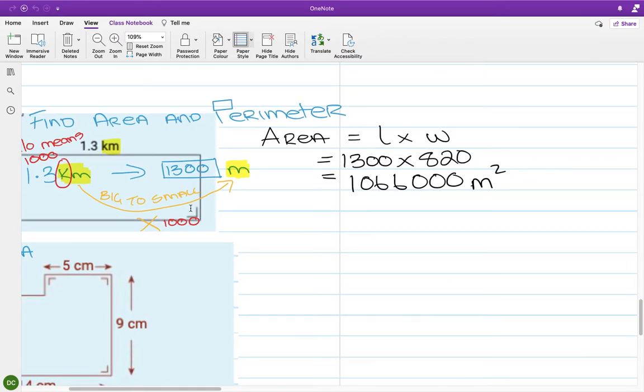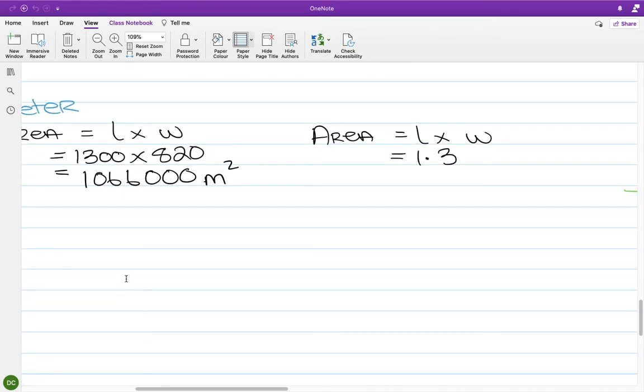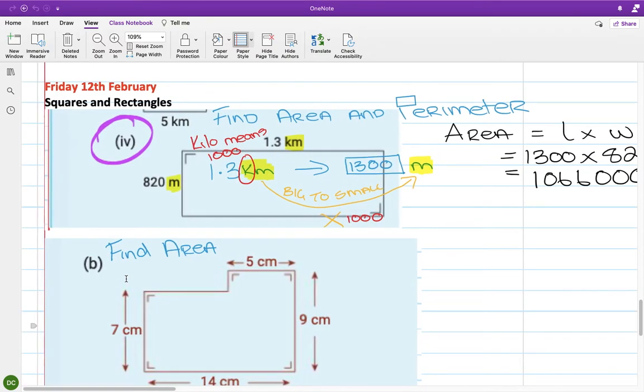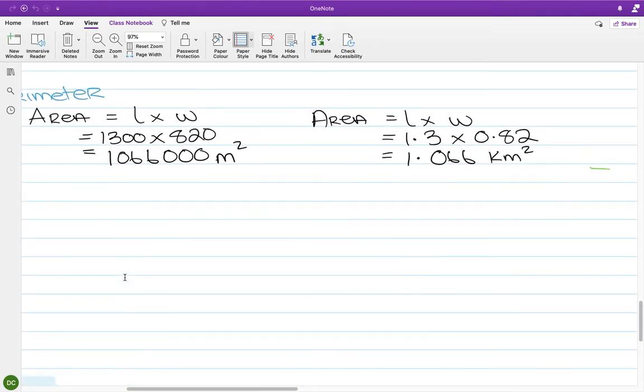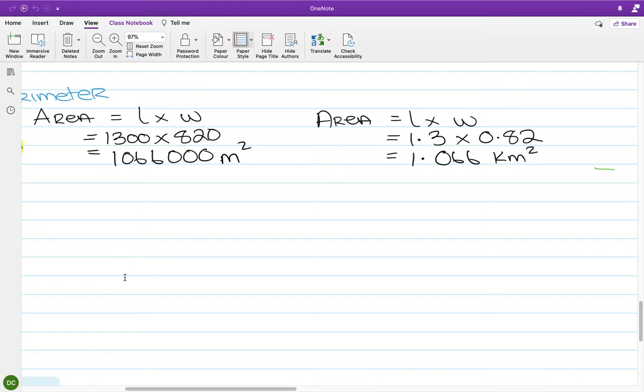Sorry. Now, if you went the other way, just in case, and so you have it. So if you left it as 1.3, and you converted your 820, you should have got 0.82. Because in that case, you would be dividing by 1,000. So 820 divided by 1,000 is 0.82. Yeah, and you multiply that by 1.3. I just totally typed the wrong thing. So it's 1.066, and that would be kilometers squared. Okay, so it doesn't matter which one you did, just make sure you got one of them. So 1,066,000 meters squared, or 1.066 kilometers squared.